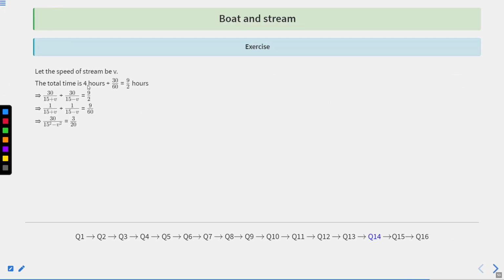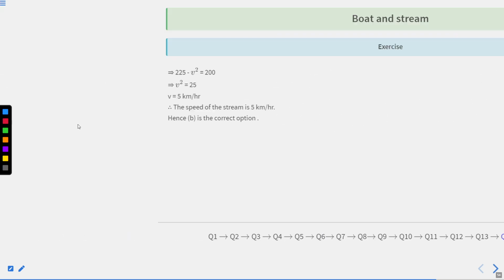The total time taken is 4 hours plus 30 upon 60, equal to 9 upon 2 hours. So we have 30 upon 15 plus V plus 30 upon 15 minus V equal to 9 upon 2. So 1 upon 15 plus V plus 1 upon 15 minus V will be 9 upon 60. So that is 30 upon 15 square minus V square equal to 3 upon 20.